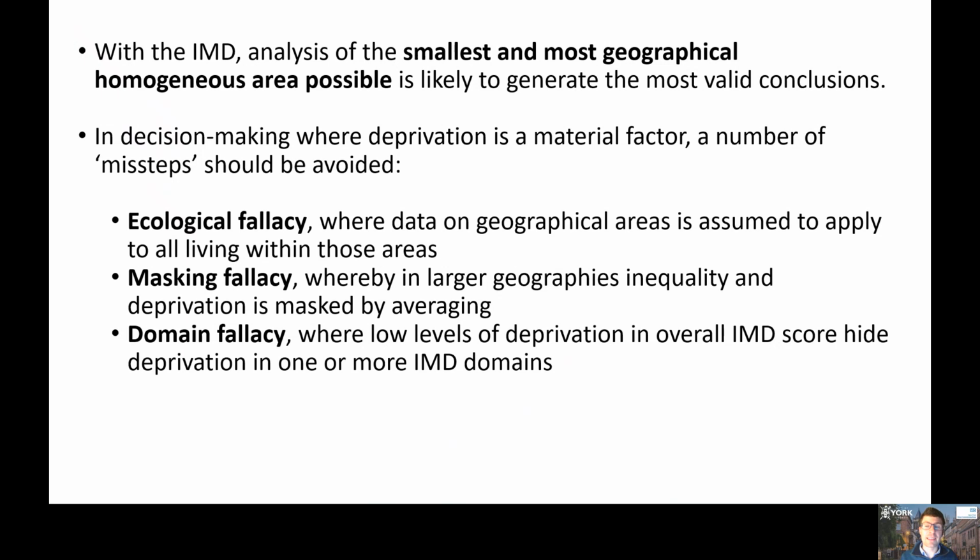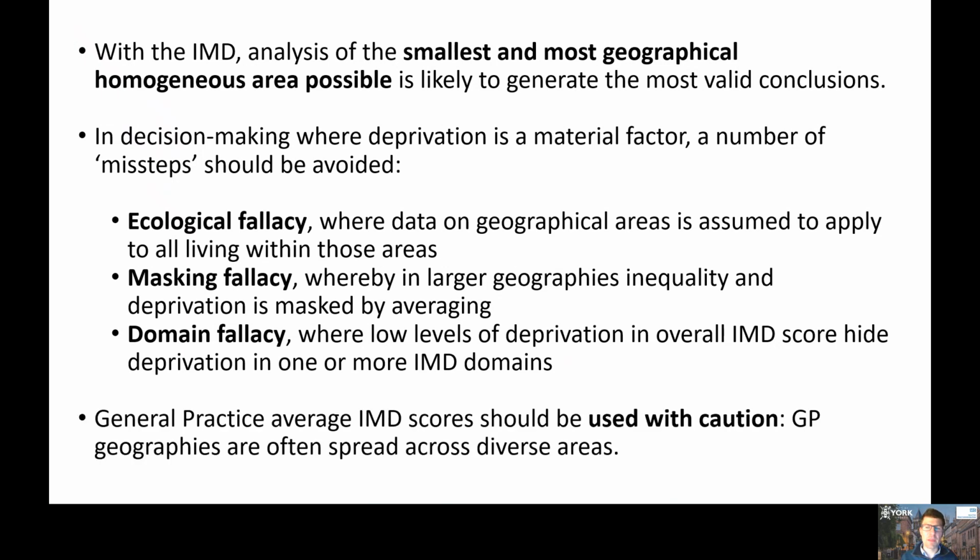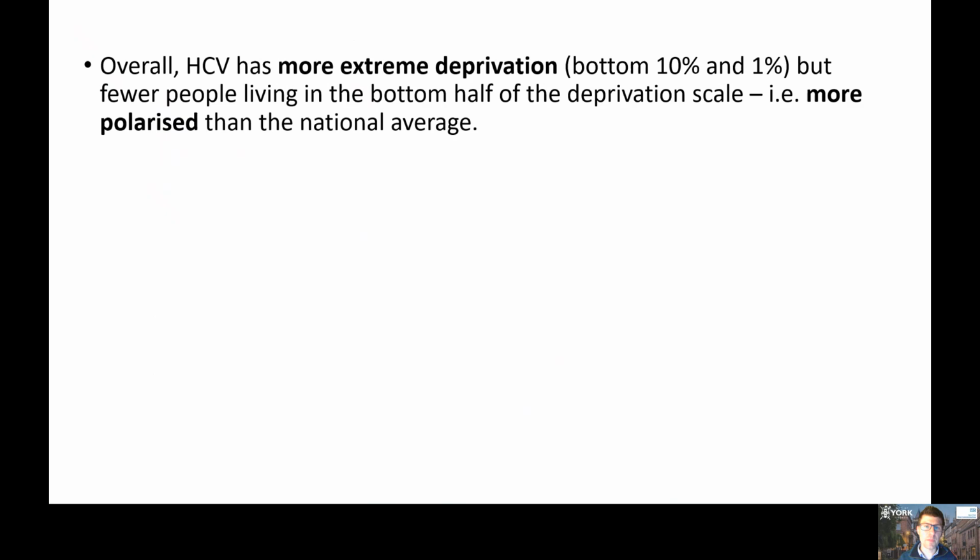Try to avoid the masking fallacy. In larger geographies, inequality and deprivation is often masked by averaging. And try to avoid the domain fallacy, where low levels of deprivation in overall IMD score mask high deprivation in one of the domains. So if you're planning services and access to services, you don't want to think about the overall score, you want to think about the domain around barriers to access and housing. General practice IMD scores really should be used with caution. GP geographies are often not best suited to using an aggregate score.